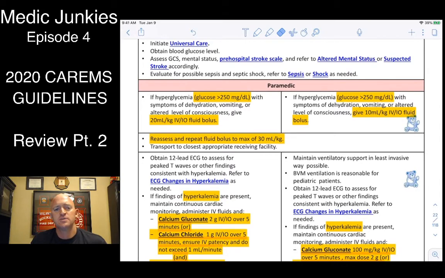And we know some of the signs of DKA, those three P's, one of those being polyuria, they're probably gonna be a little hypovolemic anyway, so let's get them some fluid boluses, 20 cc's per kilo for adults and 10 cc's per kilo for kids.